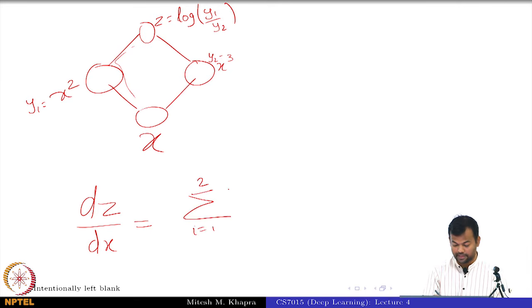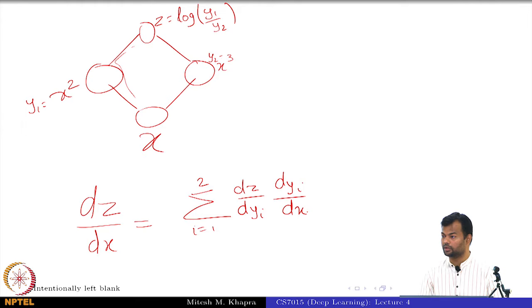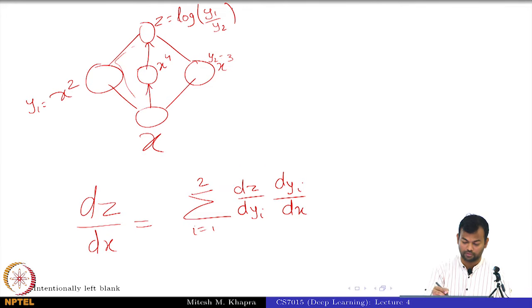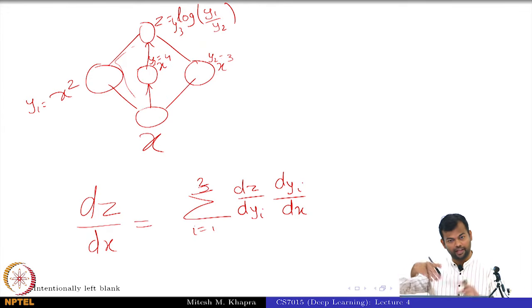Let me know if this makes sense to you. Does this make sense? Now let me complicate this a bit. Let me add y3. Now, what will happen? That's all, right? So you see that if there are multiple paths, you can just add up the chain rule across all these paths. That's what chain rule across multiple paths does.